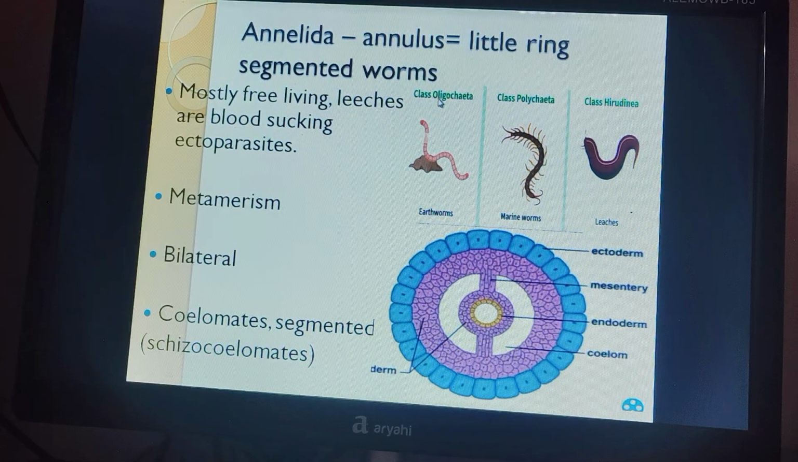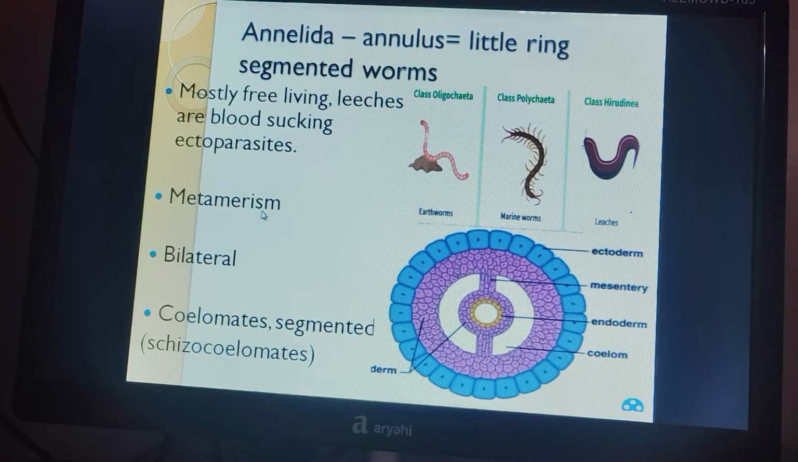So here you can see different classes. Oligochaeta, example earthworm. Polychaeta, these are marine worms, right? And Hirudinea, leeches. So these are the classes: Oligochaeta, Polychaeta, Hirudinea.